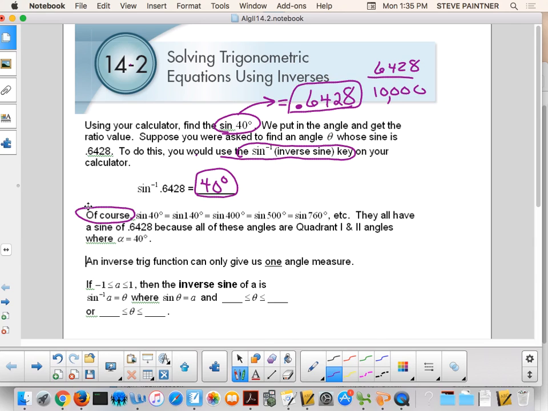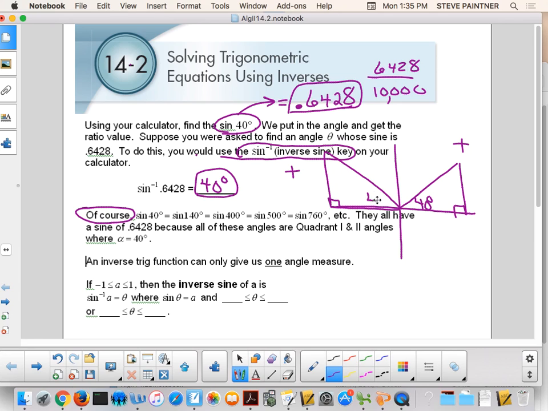Well, here's the deal. Watch this. It says here, you're telling me the sine of 40 degrees. If we did opposite over hypotenuse, you would get this answer, 0.6428. But here's the deal. There's two answers. Sine is positive here. Where else is sine positive? Here.